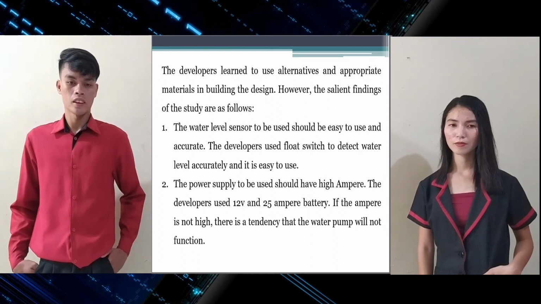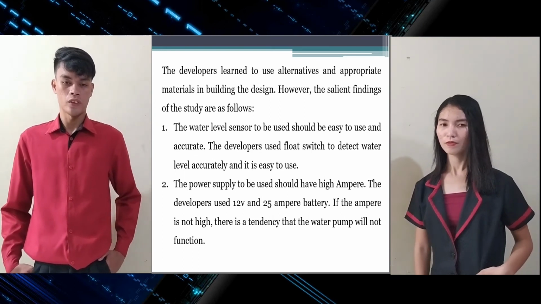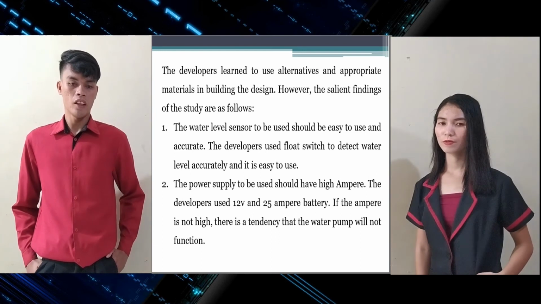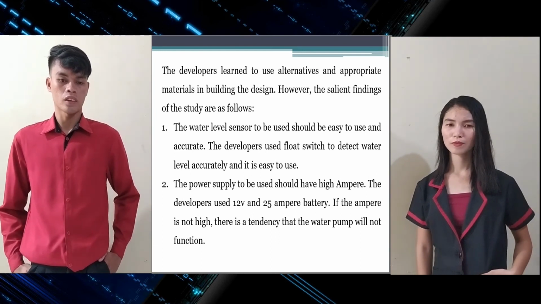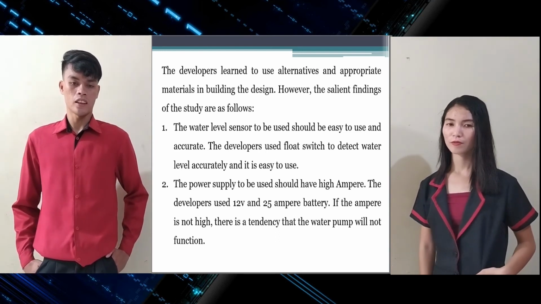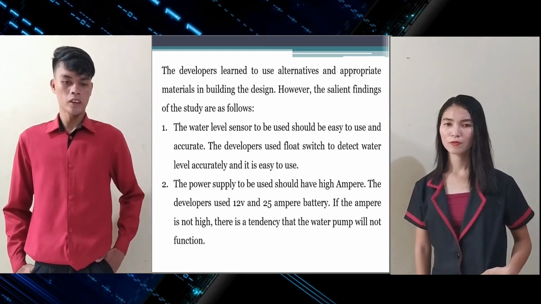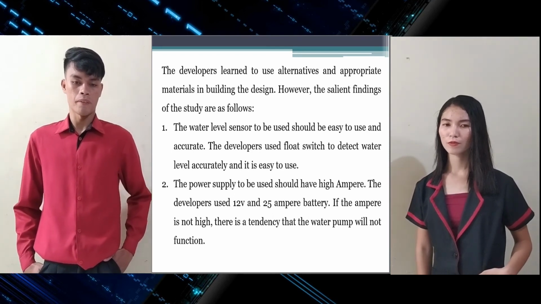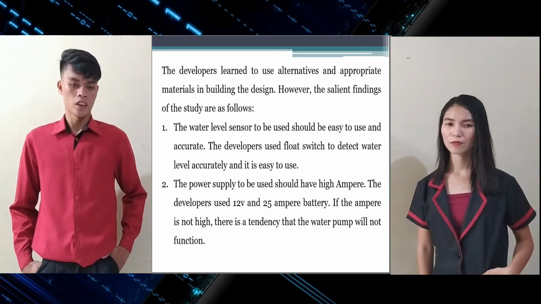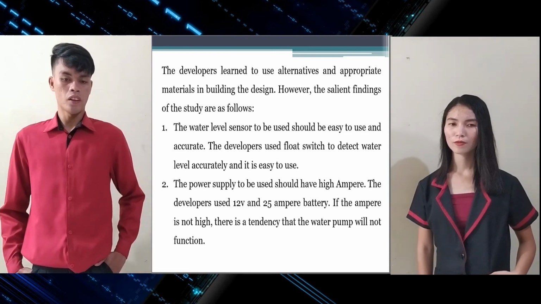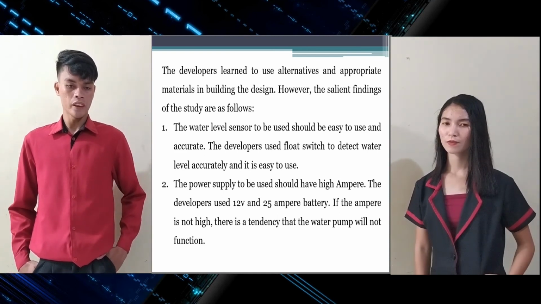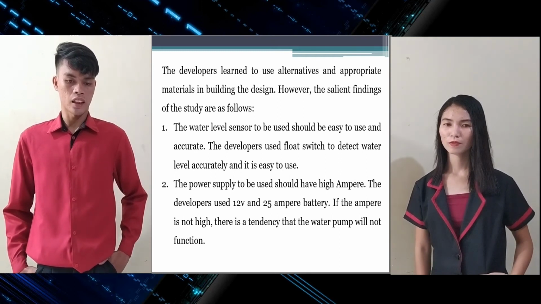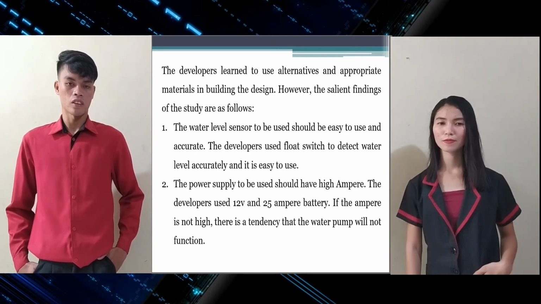The water level sensor to be used should be easy to use and accurate. The developers used a float switch to detect water level accurately, and it is easy to use. The power supply to be used should be 5 ampere. The developers used a 12 volt, 22 ampere battery. If the ampere is not high, there is a tendency that the water pump will not function.